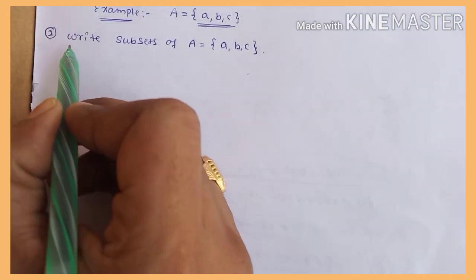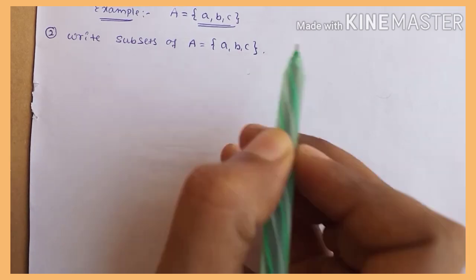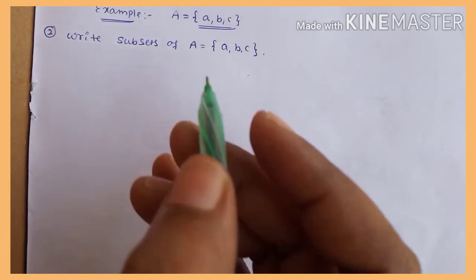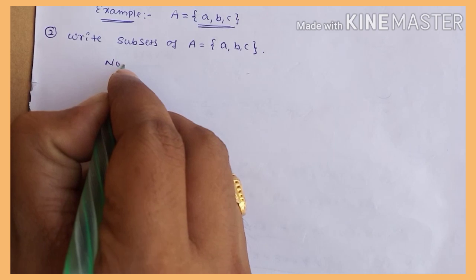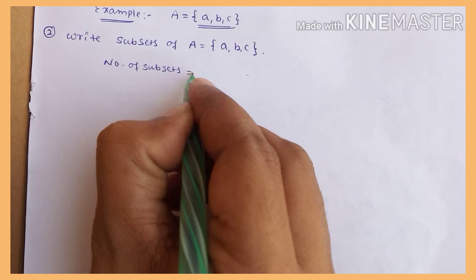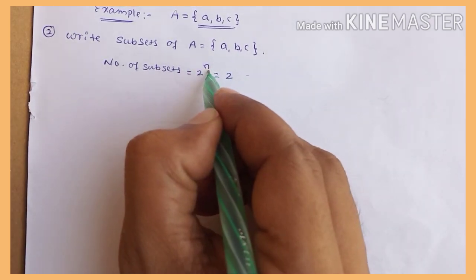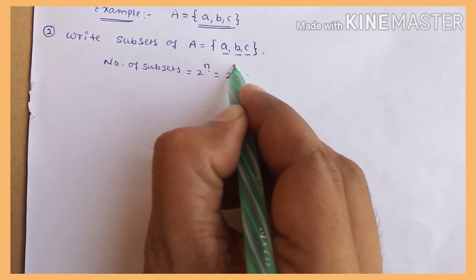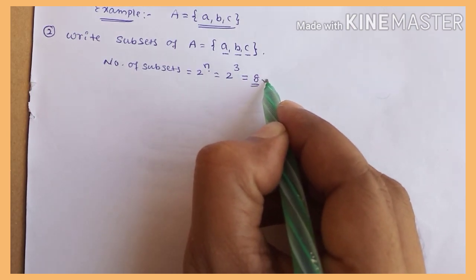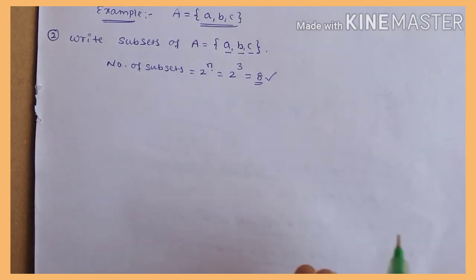Here the second one: write the subsets of the given set A is equal to {a, b, c}. How many elements are there? There are 3 elements. Then you can write how many subsets. The number of subsets is equal to 2 to the power n formula, where n is the number of elements. 3 elements are there, so 2 to the power 3 is equal to 8. So we have to write 8 possible subsets.